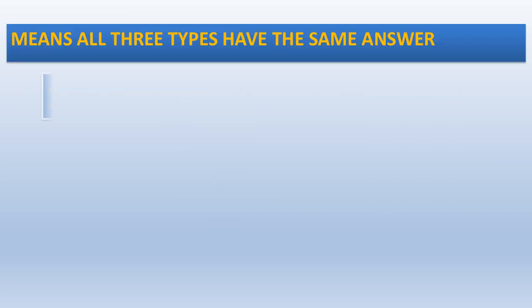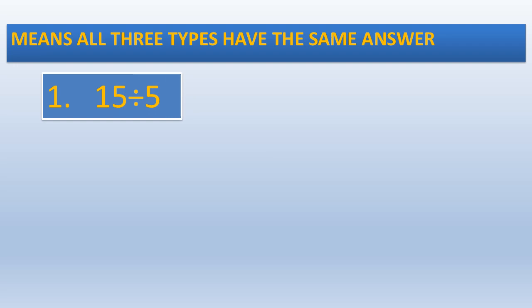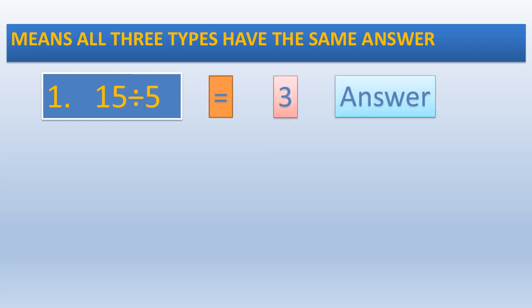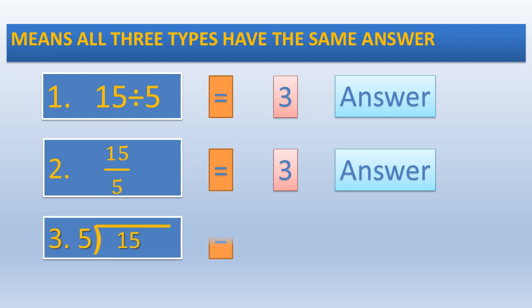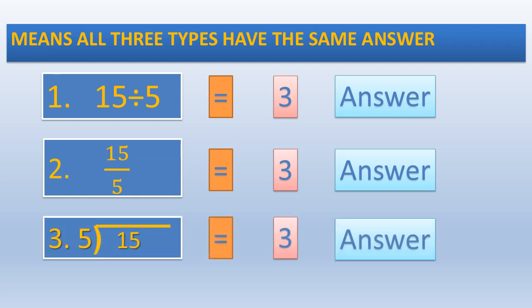In these 3 methods, we got the same answer. Means in the first, 15 divided by 5 is equal to 3. In the second method, we also got 3. In the last, the answer is 3. We can say that we have multiple methods to solve the division. For more practice, you can watch the next part of the video.